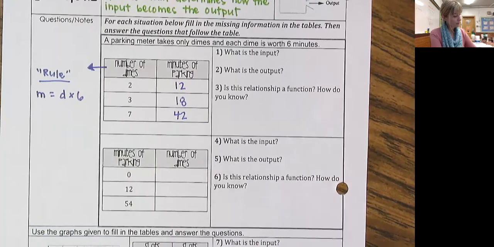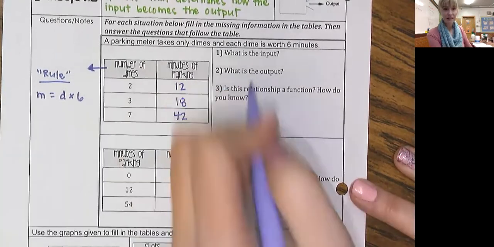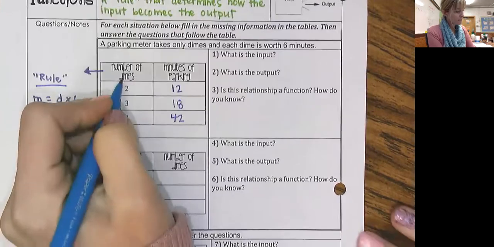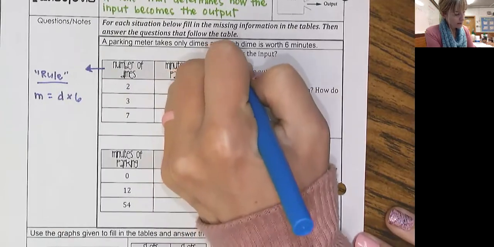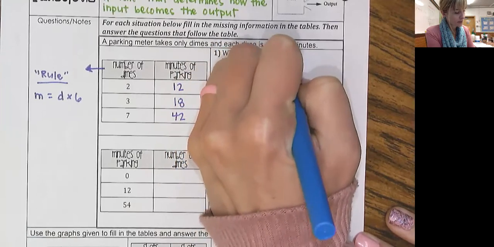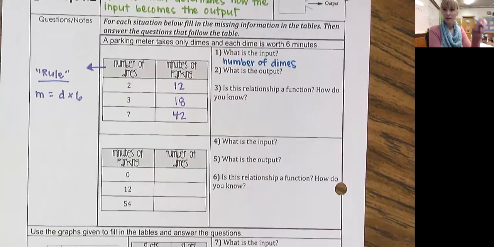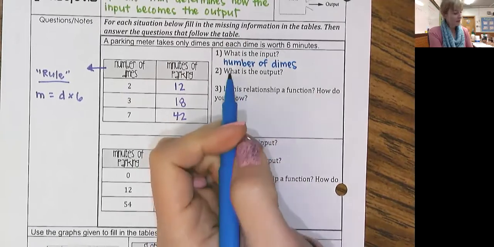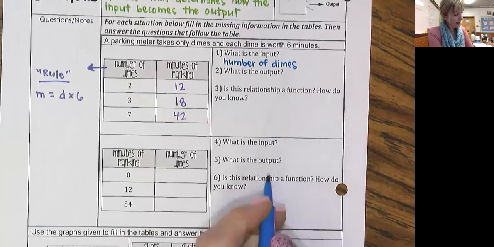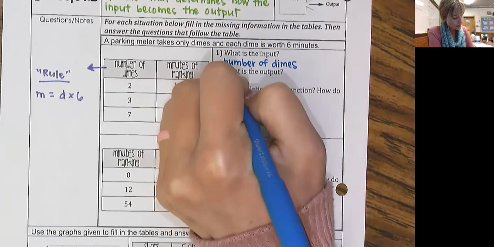And what was happening is, let's define this in terms of the function so that we can connect this definition in our brains. So what was the input in this scenario? The input was number of dimes. And it's handy that in this particular scenario, you are literally inputting a dime into a parking meter. That doesn't have to happen for you to define it that way. But the input was the number of dimes. The output was the minutes of parking.